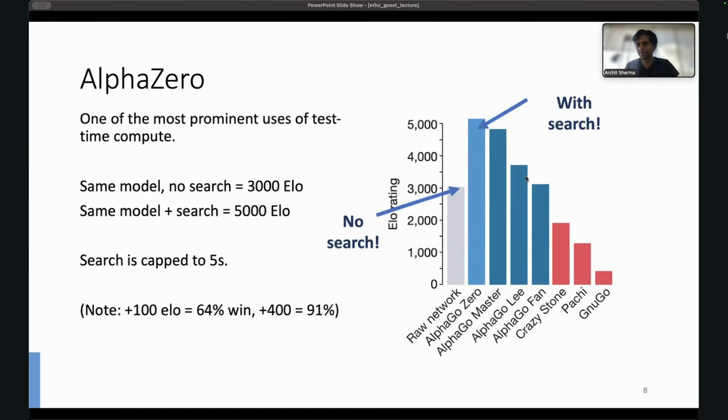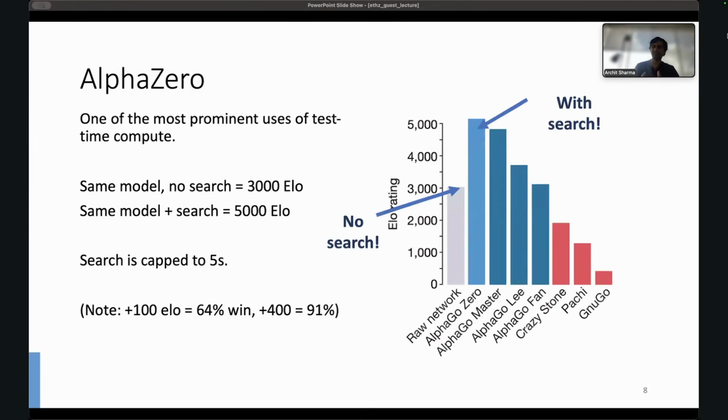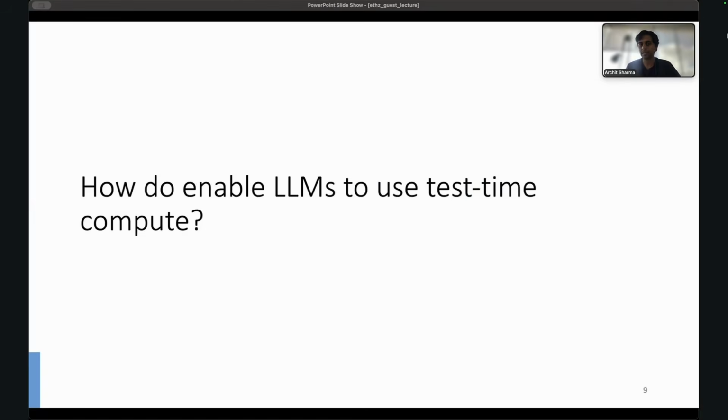And by the time you're around 3600, you're already absolutely superhuman. AlphaGo Lee was the model which beat the best Go player at the time. So this was one of the most prominent use cases of test time compute. But this is very much handcrafted to work for games and things which have access to a simulator. How do we enable LLMs to use test time compute?